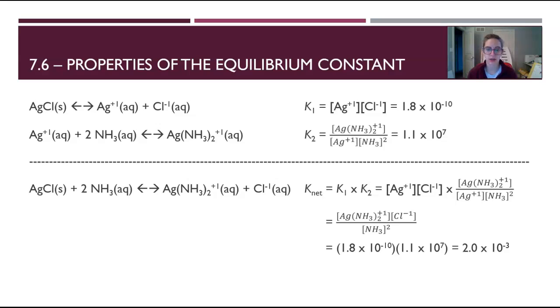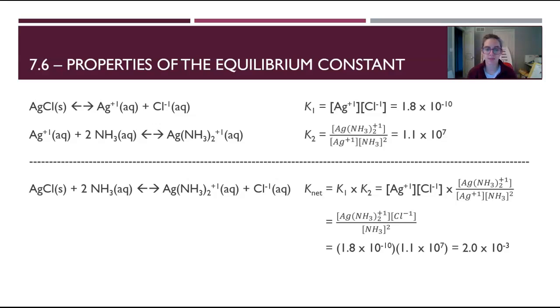And our second equilibrium expression has our product divided by our 2 reactants, which one of our reactants is squared because it has a coefficient of 2, just like normal. And so that K has a value of 1.1 times 10 to the 7th. Now, when we add those 2 reactions together to get an overall net reaction, we multiply our 2 K values. So if you multiply the 2 K expressions, you end up with the K expression for the net reaction. And then you can plug in the 2 different K values. So K1 times K2, which gets you 2.0 times 10 to the negative 3rd.